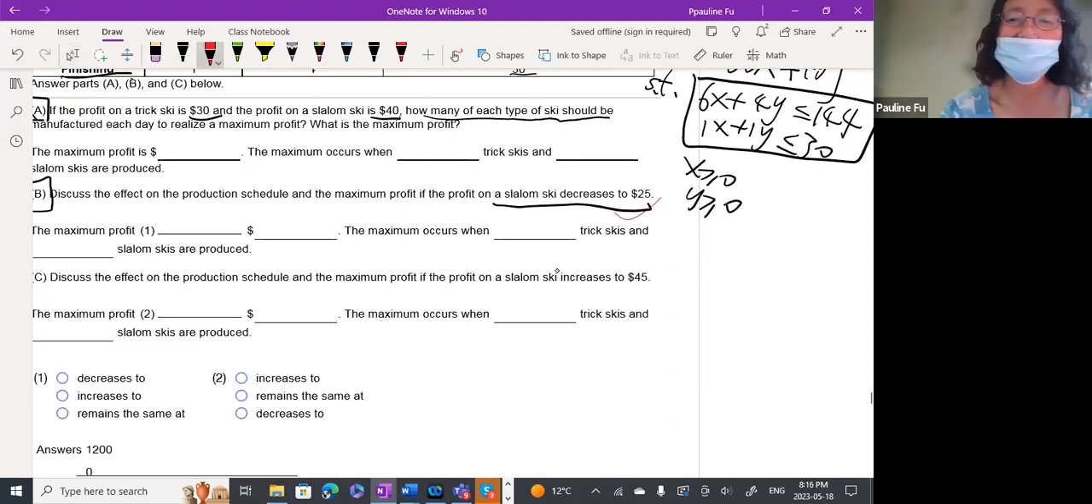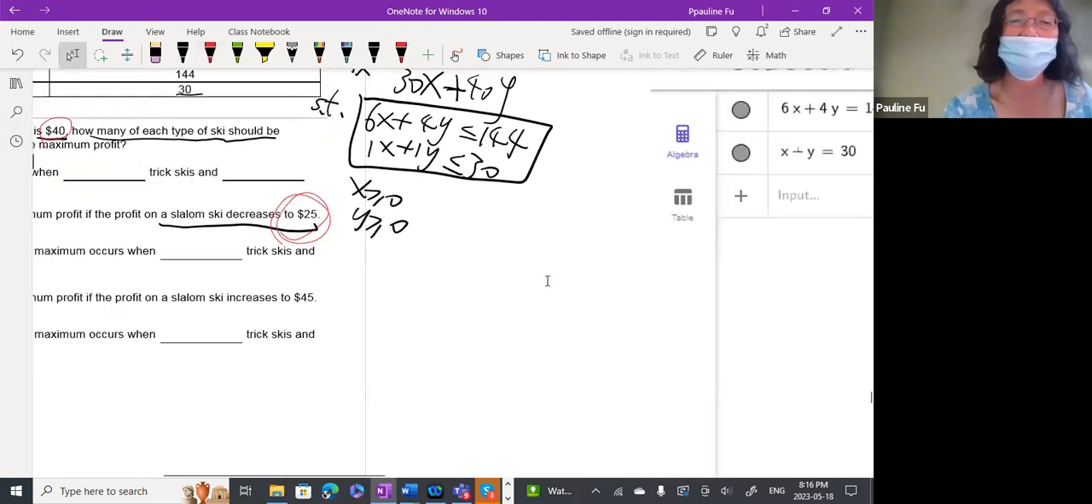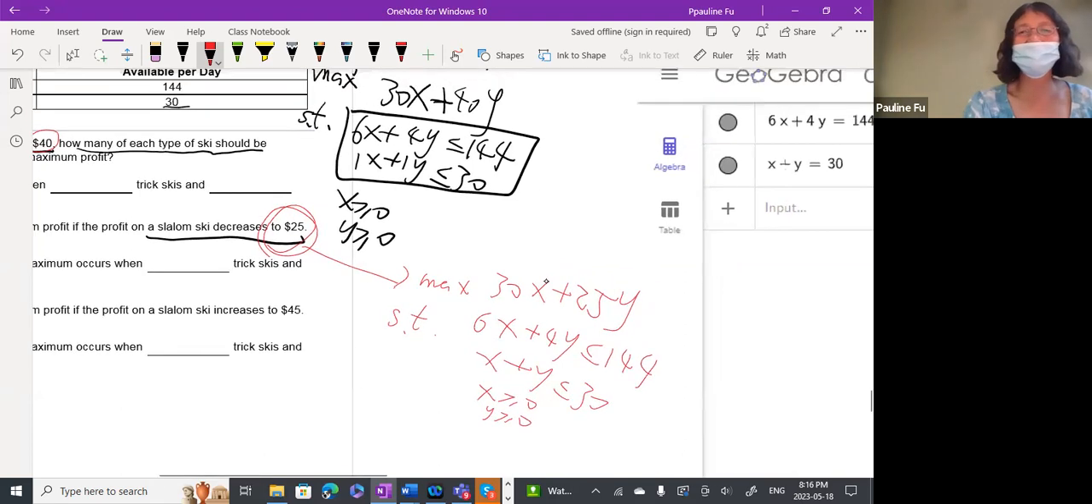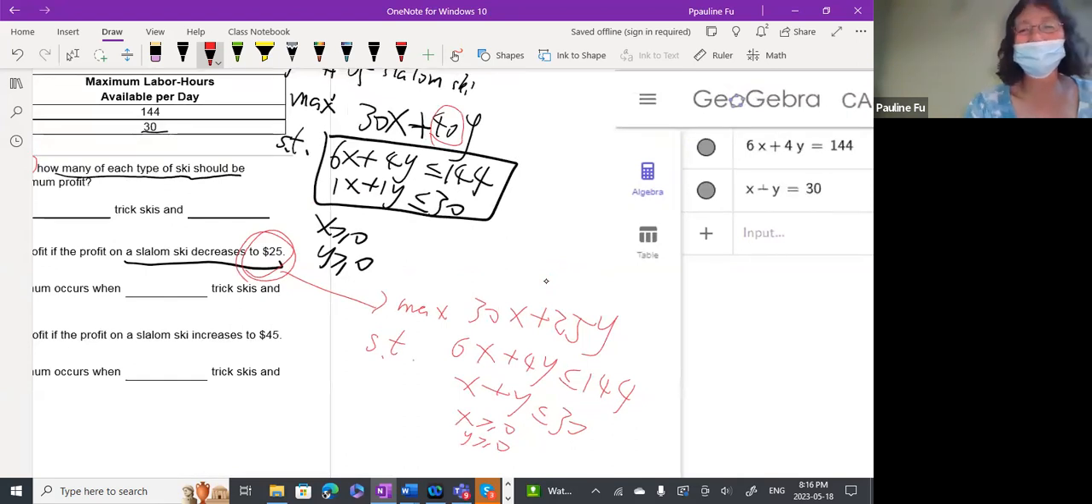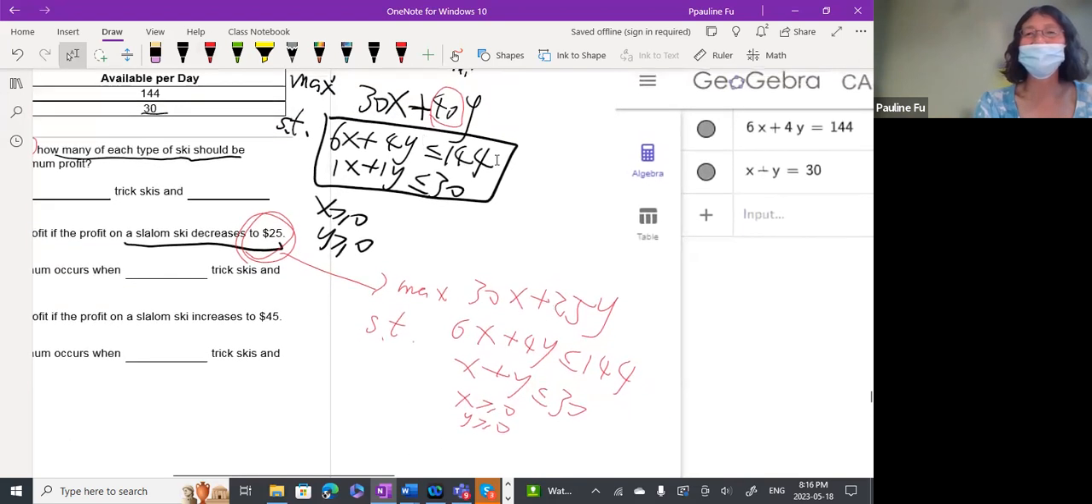Exactly the same procedure, except the original profit for slalom is 40. So instead of 40, you change 40 to 25. So for question B, we are going to maximize 30x plus 25y, with the same constraints: 6x plus 4y, and x greater or equal to 0, y greater or equal to 0. Just change 40 to 25. Repeat the same steps as for question A. Exactly the same question, just change 40 to 25, and that becomes question B.